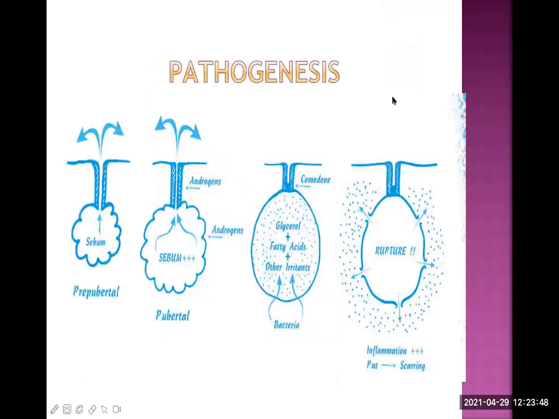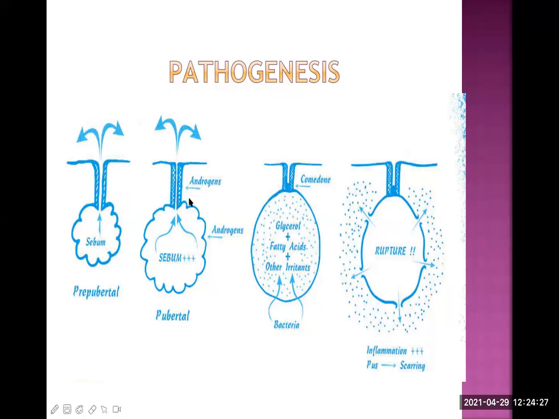Now, understanding of pathogenesis is very easy. See here, all of you please focus. If you understand this, the clinical features are so easy for you. This is a prepubertal sebaceous gland before the onset of puberty. Okay, the size of the sebaceous gland is like this. It is producing sebum. Okay, and this sebum is nicely coming outside and moisturizing the skin surface. That is what sebum is all about. It is a moisturizing type of chemical. And we need it, otherwise our skin would be very dry.